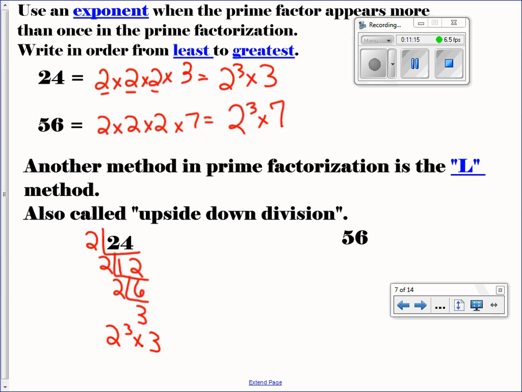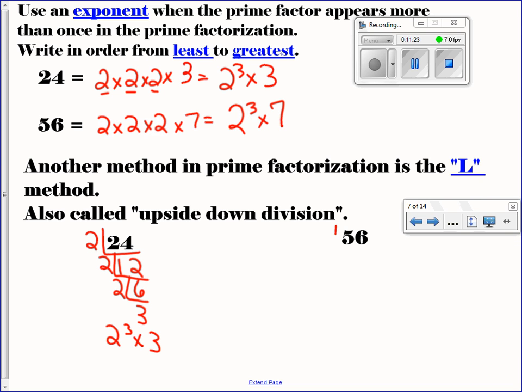We stop when our last number is prime and we cannot divide into it anymore. So on 56, we do the upside down L method for the factorization. We would do 2 goes into 56 28 times. 2 goes into 28 14 times. 2 goes into 14 7 times. So again, you'll see that your prime factorization is 2 to the third power times 7. Be very careful to make sure that your exponent looks like an exponent and not another digit.